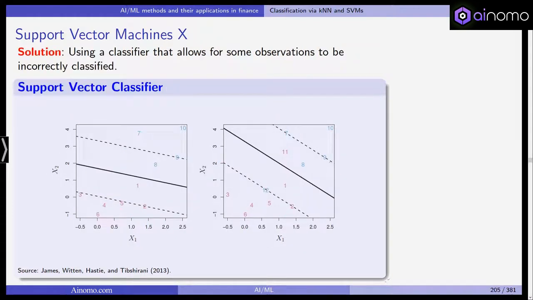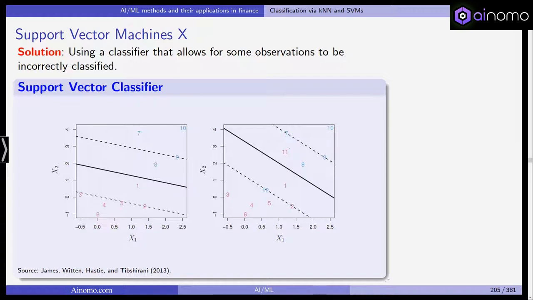It's not yet the support vector machines that we want to talk about in this section, but it's the support vector classifier, which is also usually summarized under the name support vector machines. So the solution is we use a classifier that allows for some observations, not all of course, but for some observations, to be incorrectly classified. And you can see this here.